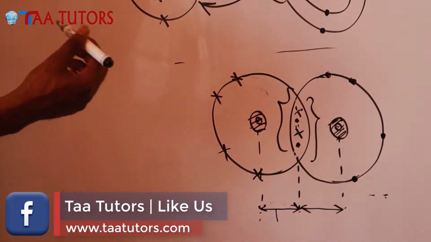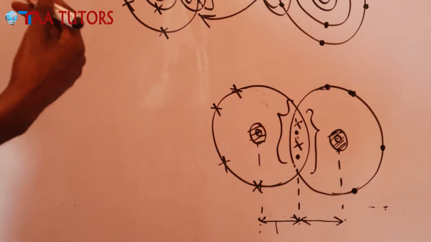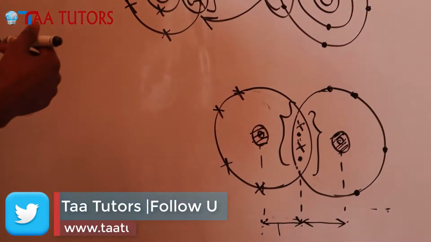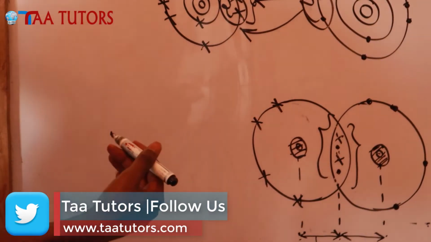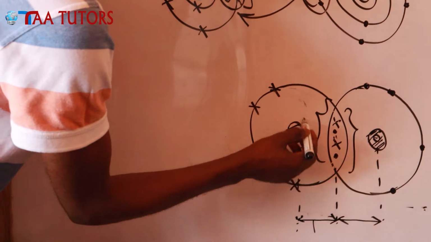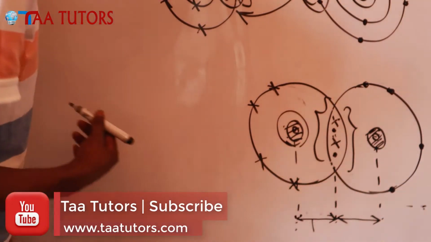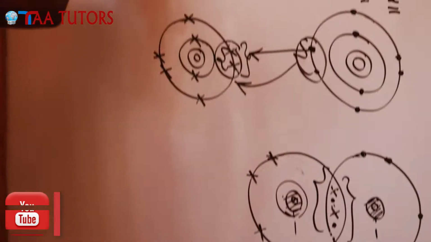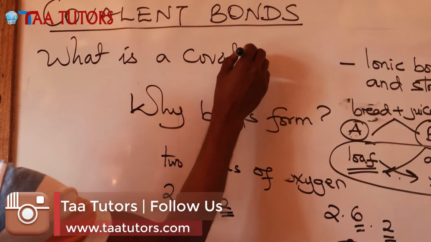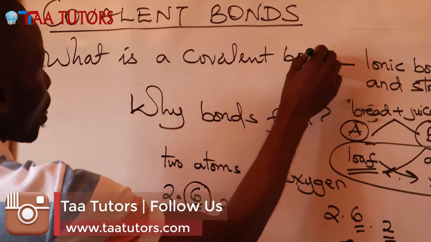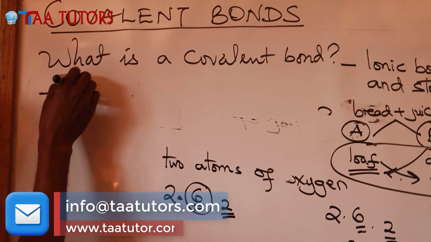And we realize that just like we said in ionic bonds, that an ionic bond is the force of attraction between positive and negative ions. We also have here the same electrostatic force of attraction, but not between ions. It is between positive nuclei, because it's not one, and shared pairs of electrons. So if someone asks what is a covalent bond, we say a covalent bond is the electrostatic force of attraction.